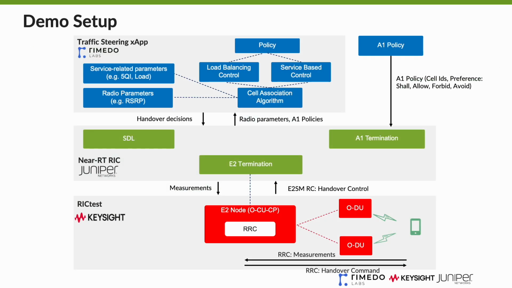The demo setup includes the traffic steering xApp from Rimedo Labs, running on and utilizing the open APIs of Juniper Near Real-Time RIC, and Juniper Near Real-Time RIC connecting via E2 interface to Keysight RICtest, which is emulating a cluster of cells and end users.